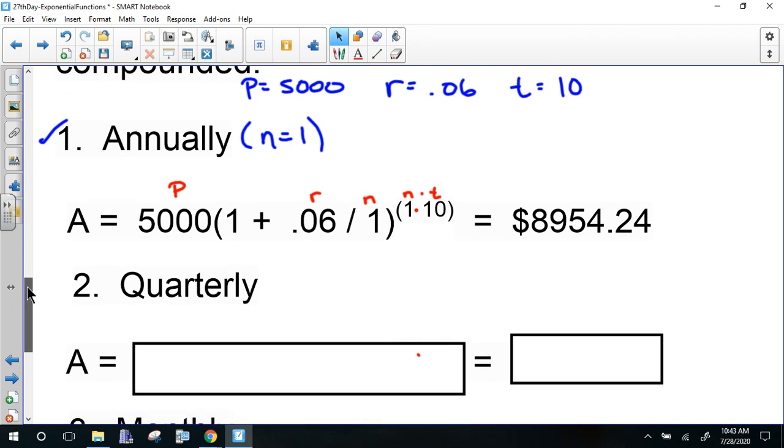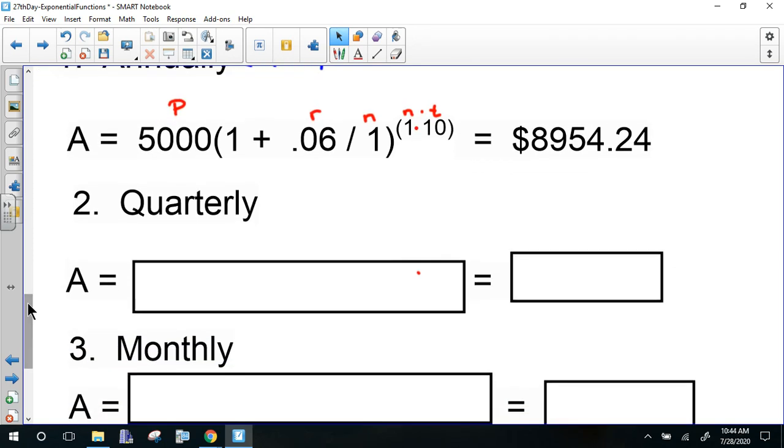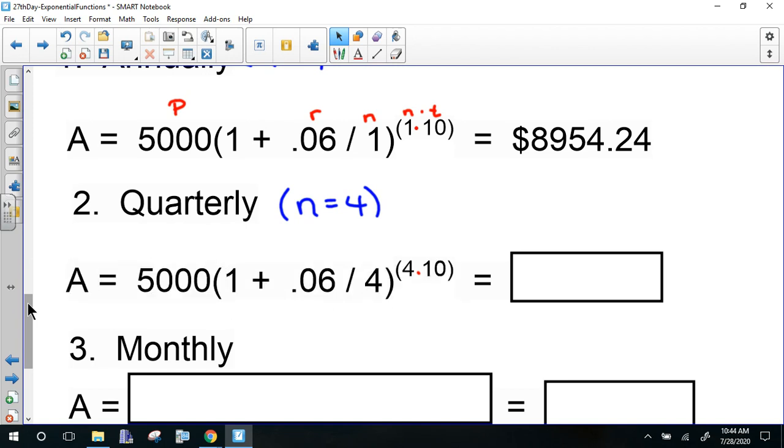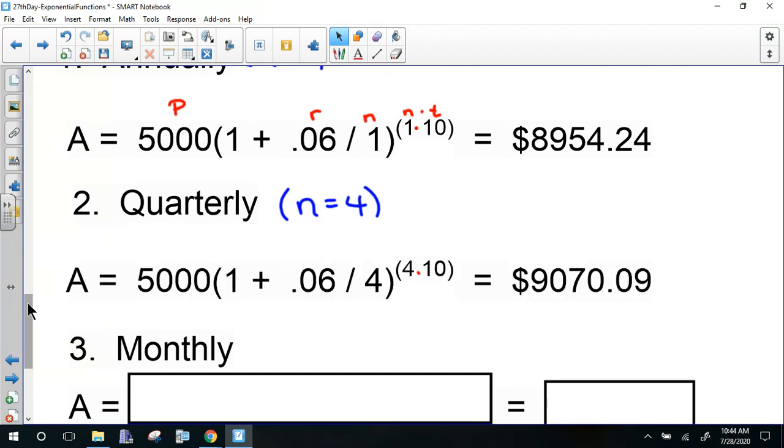So example number 2 is we want to do it quarterly. Well, if we do it quarterly, that's going to be N equals 4. So that's the only thing that's going to change. Everything else is going to be the same. So 1 plus 0.06 divided by 4 raised to the power of 4 times 10. This should be a little bit more money than $8,954 when we did it for yearly. Not much more. It gives us $9,070.09.